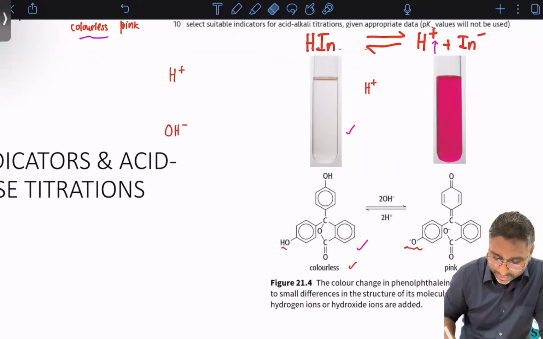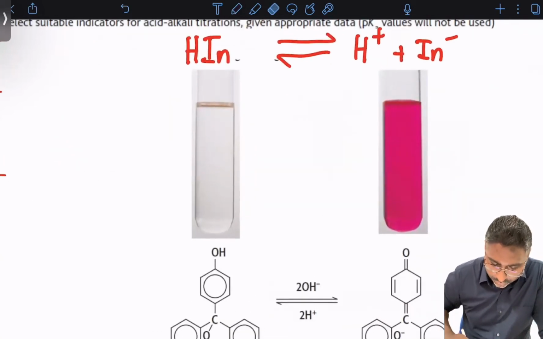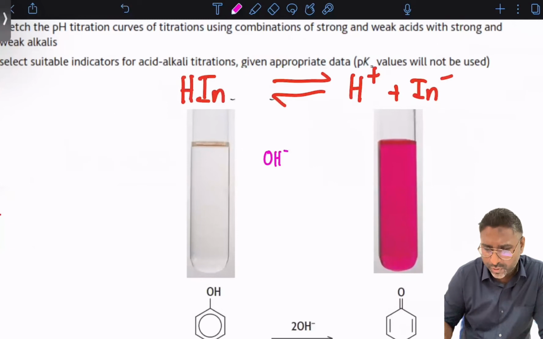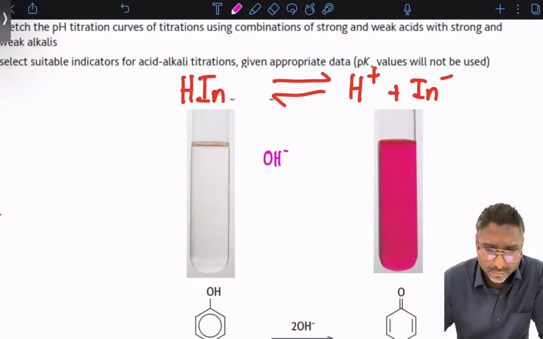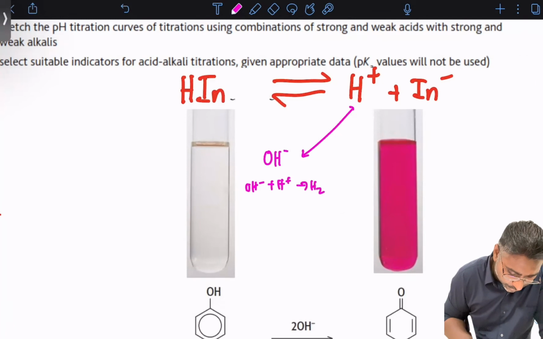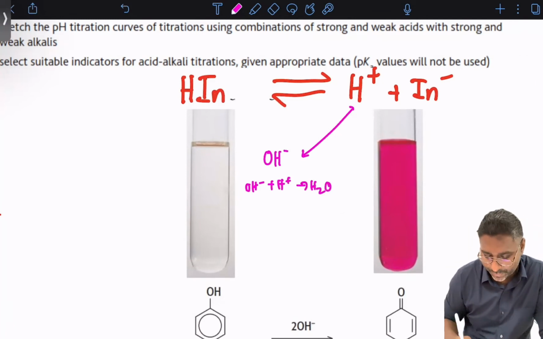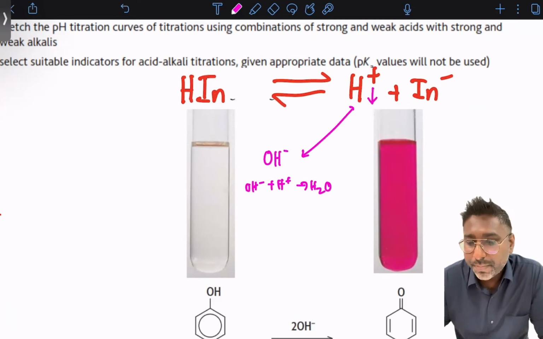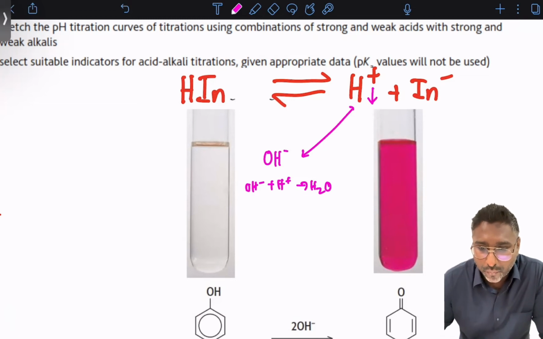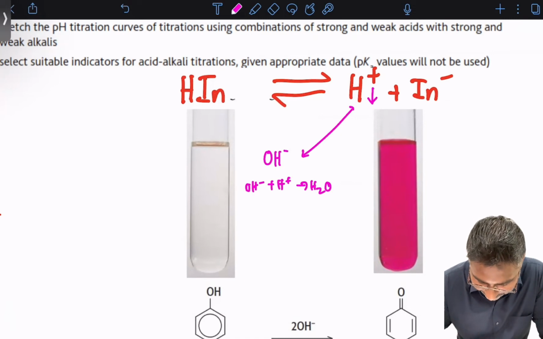Let's look at what happens if you have OH- now. I erase this one first. What happens with OH-? There's no OH- in the equation, so the OH- will react with the H+ to give H2O. When they react, what happens to the concentration? It drops. So when the concentration of H+ drops, what will happen? Kalista, can you tell me what will happen to the position of the equilibrium?